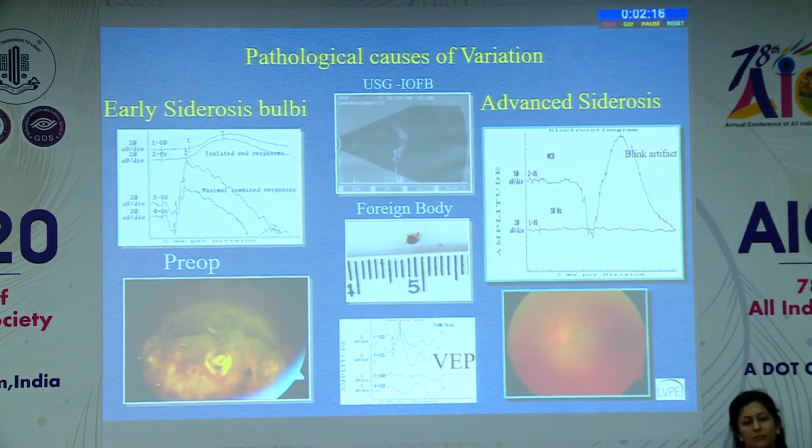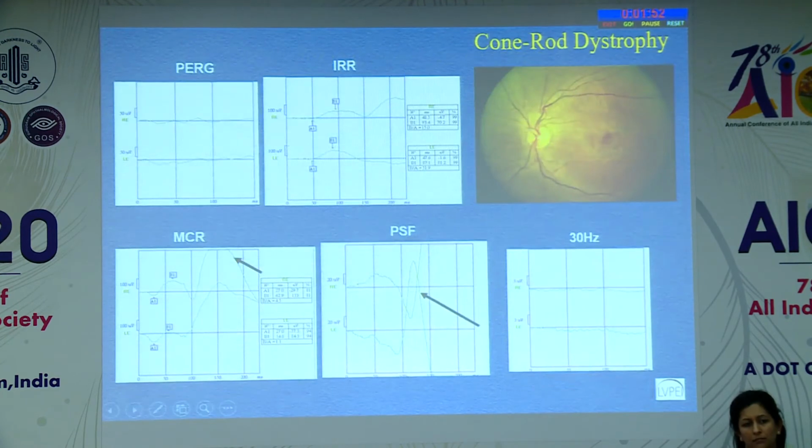So I already said that there could be pathological variations. For example, in siderosis, where there's a localized siderosis, you can see that the waveforms were good. But in advanced siderosis, it became flat. So again here, this is a true wave, but this is a blink artifact because it's not reproducible and it's coming quite late. So like this patient, he was referred as having a very good response. This is not a good response. This is an artifact which is there.